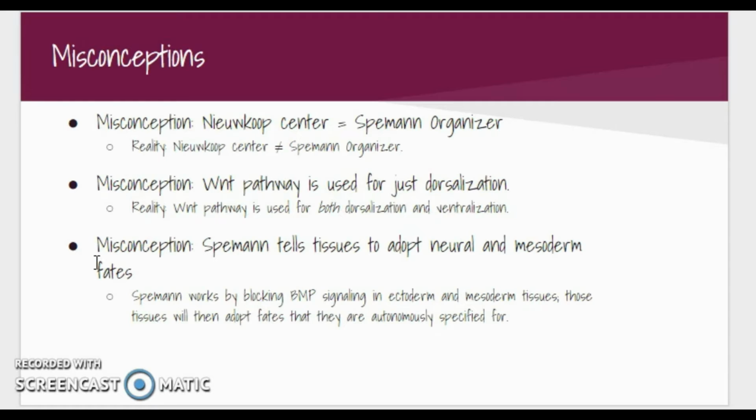So same thing with the mesodermal tissue. It'll autonomously develop into what it's specified for. And as for the misconceptions, those are pretty much the major ones that you need to keep in mind.